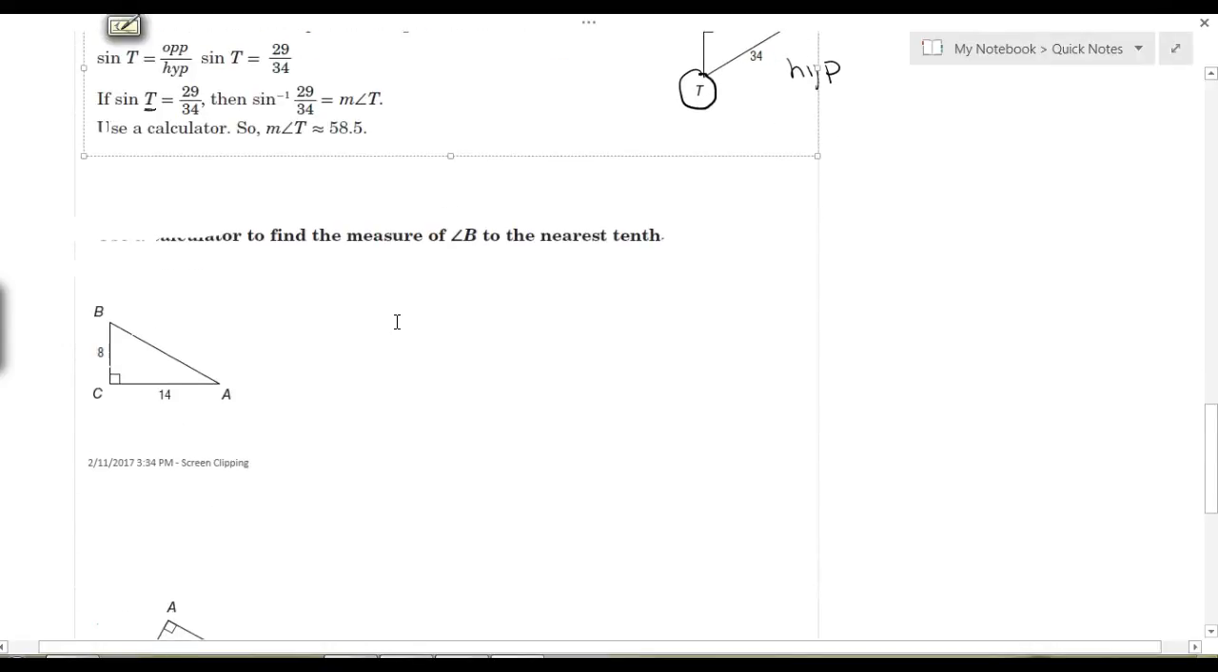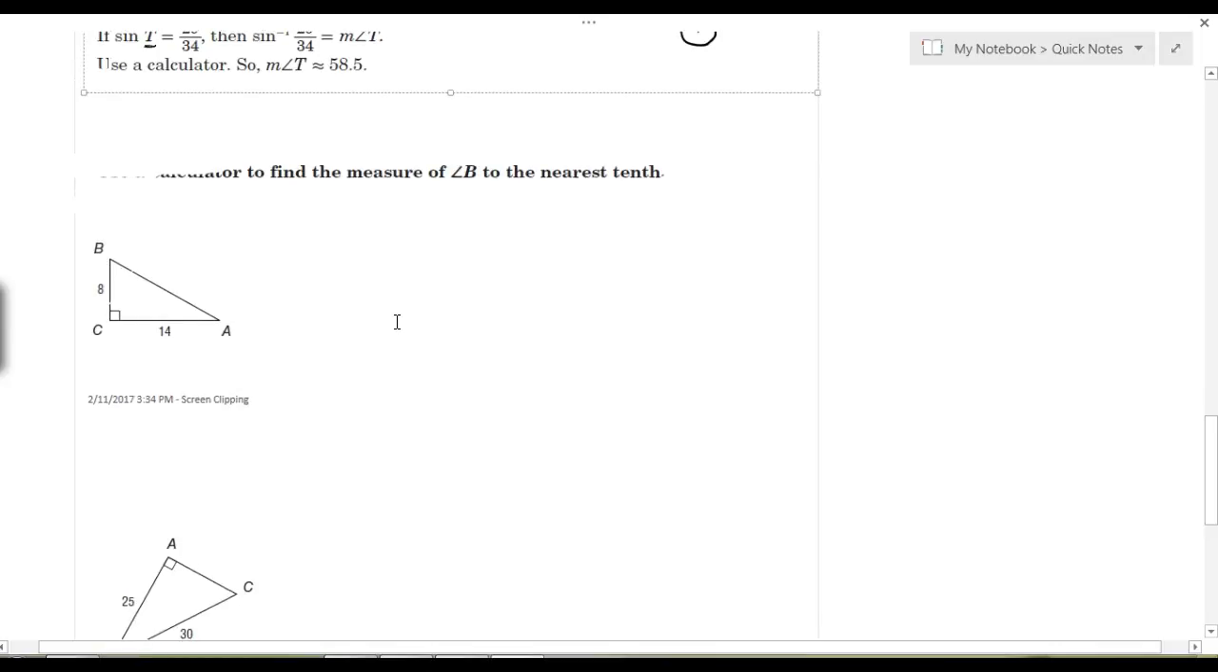And looking at the next things, unfortunately, a little bit of my directions somehow got covered up there. But what we're doing is we're trying to find angle B to the nearest tenth. So if I look at angle B, my 14 that I have here is the opposite side. My 8 is the adjacent side. So opposite and adjacent use tangent. So I'm going to set up my equation. Tangent of B equals 14 over 8.